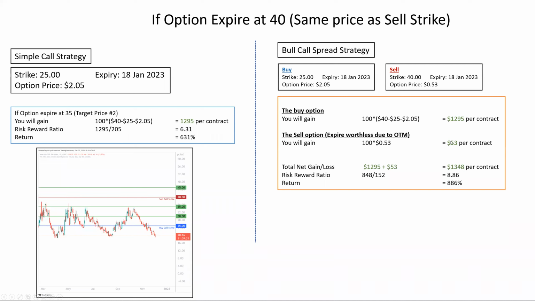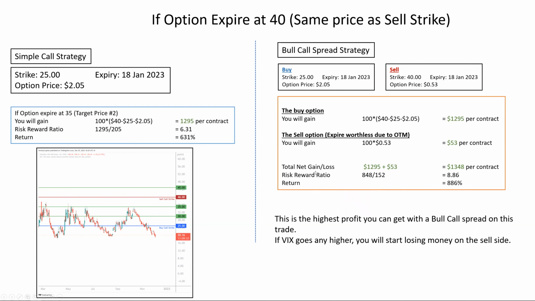So in this case, right, you will once again add your 53 to your buy side profit. You will get 1,348 per contract, and you get a risk to reward ratio of 8.86, and your total return is 886%. And actually, this is your limit. This is the highest profit that you can get with a bull call spread on this trade.